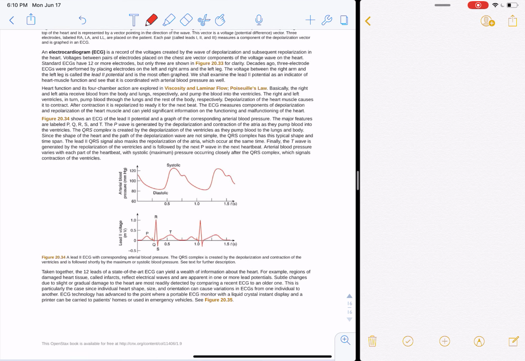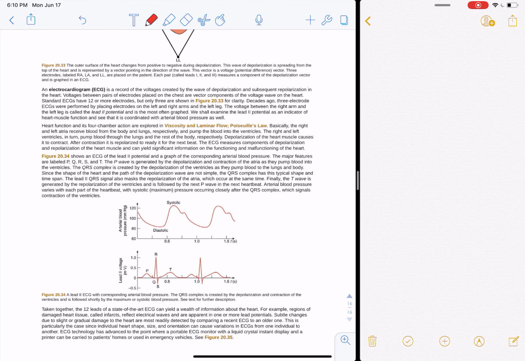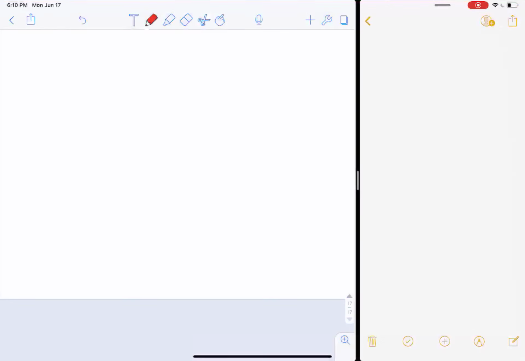I don't think I have to really talk about this too much. Okay, that's the end. Read this. It's pretty cool. It tells you about your heart. And that's the end of the chapter.